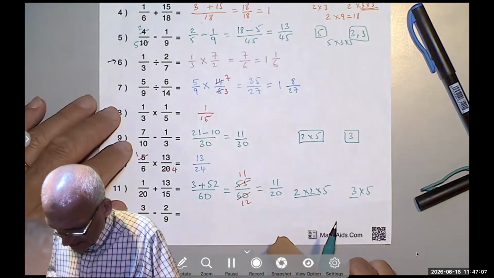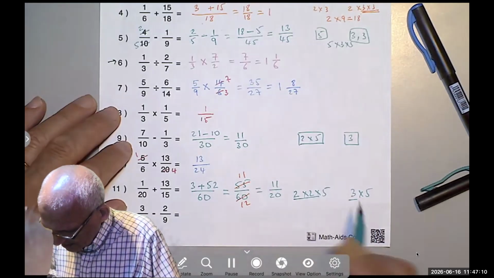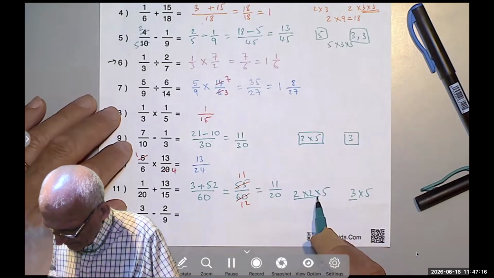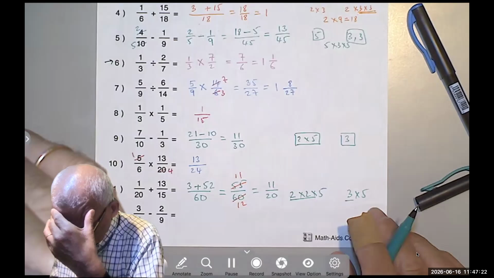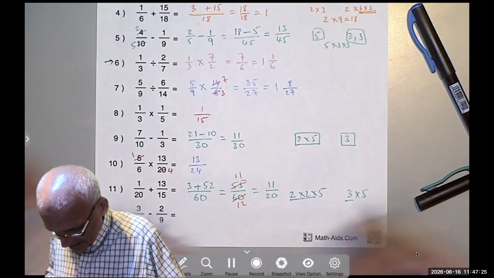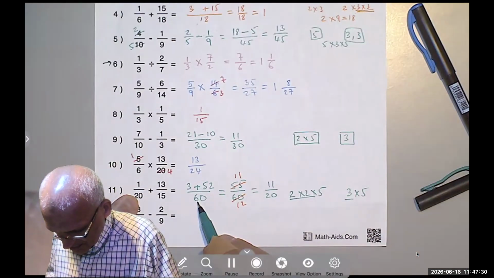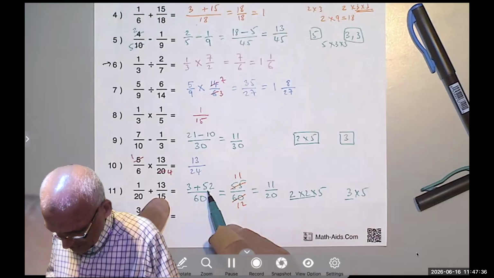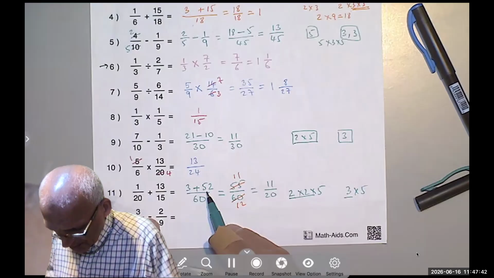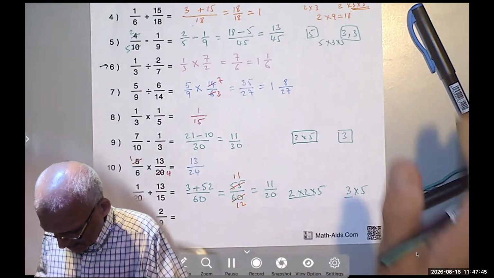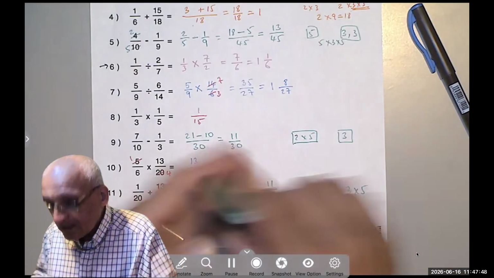Wait a second. Something is wrong. I did something wrong. I said this is 20. No, definitely I did something wrong. What did I do wrong? This is 52, yeah. Oh no, it's not wrong. For some reason, I thought I messed up something. No, I did not. For once, I did not.